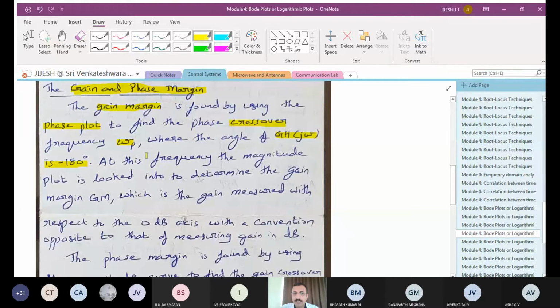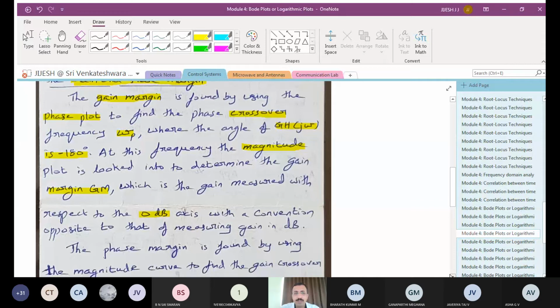And at this frequency, the magnitude plot is looked into to determine the gain margin, and you will get the gain margin there, which is the gain measured with respect to 0 dB. So it will be clear when you do it in real time with problems. I have an example here that I will also discuss for you.